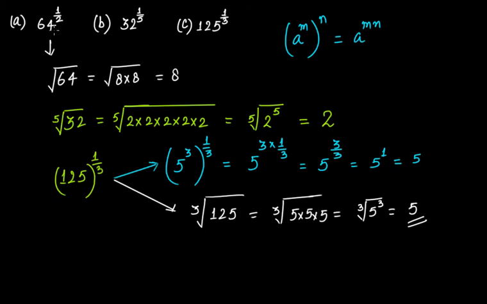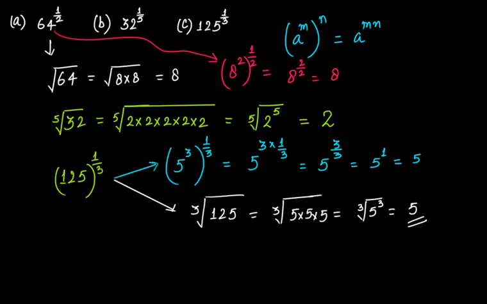Like in this case, this is 64 raised to power of 1 by 2. You can write this as 8 raised to power of 2 whole raised to power of 1 by 2. So this is the law of exponents. Using this law of exponents, it is 8 raised to power of 2 multiplied by 1 by 2, which means 8 raised to power of 2 by 2. That is equal to 8.